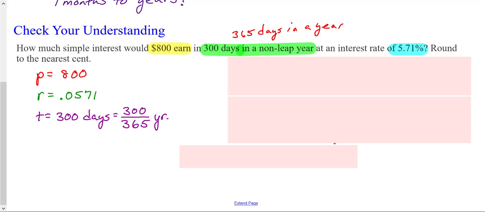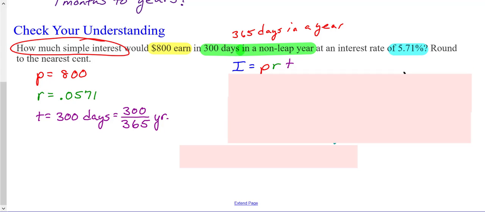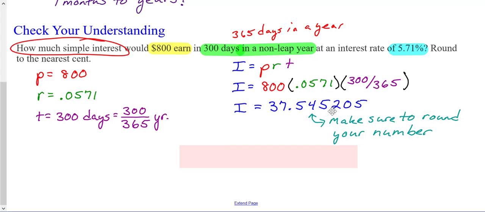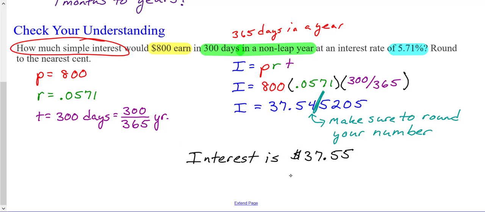So in this case, what are we looking for? We're looking for how much simple interest. Once again, we're not going to have to add it back into our original principal. So we fill in our formula, and when we solve it, we get this big decimal. Now remember, we're dealing with money here, so you want to make sure that you round your number to the second decimal spot. If we look at the digit after it, it's a 5, and anything that's 5 or above says round that number up. So our interest is actually going to be $37.55.